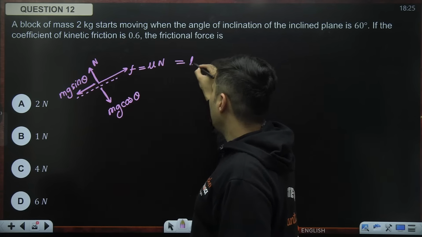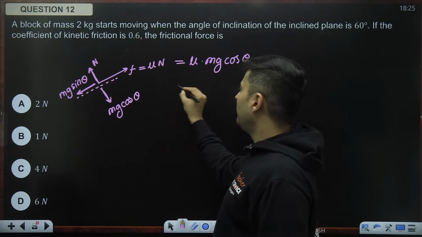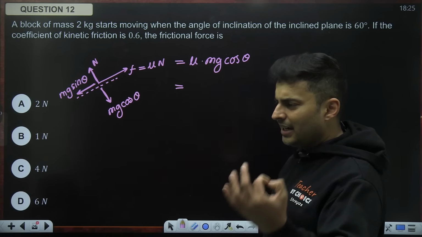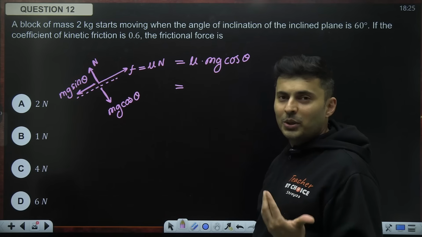So mu times N means mu times mg cos theta. Everything is given to me. Just substitute, you will get the answer. These questions are direct calculative questions. Obviously, it's a game of speed, if you remember.